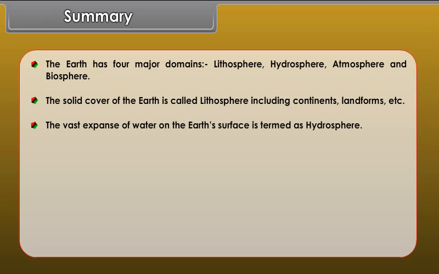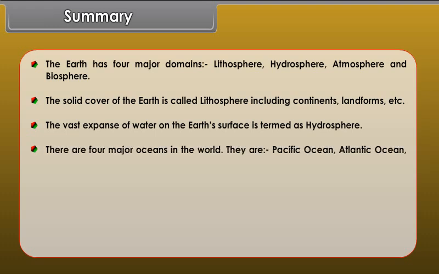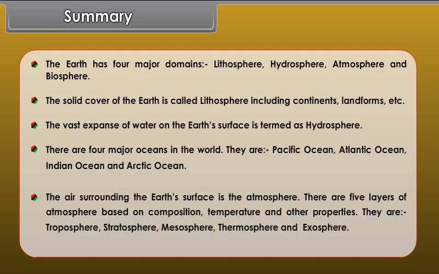The vast expanse of water on the Earth's surface is termed as hydrosphere. There are 4 major oceans in the world. They are Pacific Ocean, Atlantic Ocean, Indian Ocean and Arctic Ocean. The air surrounding the Earth's surface is the atmosphere. There are 5 layers of atmosphere based on composition, temperature and other properties. They are troposphere, stratosphere, mesosphere, thermosphere and exosphere.